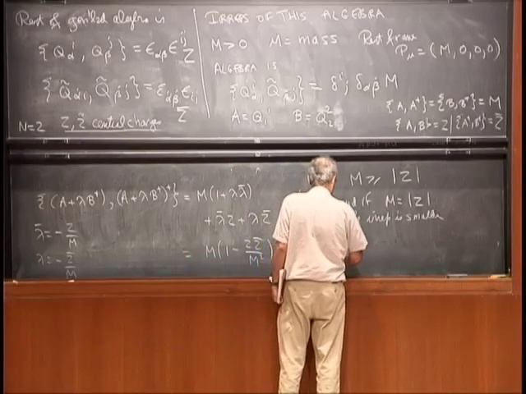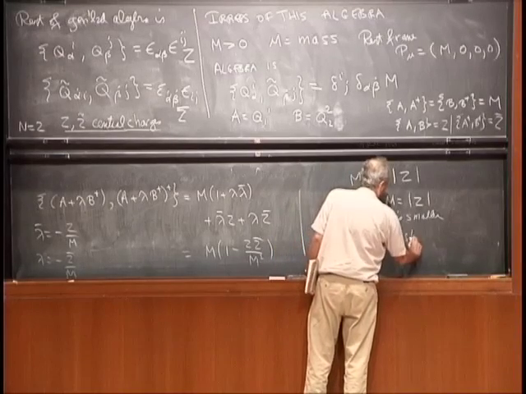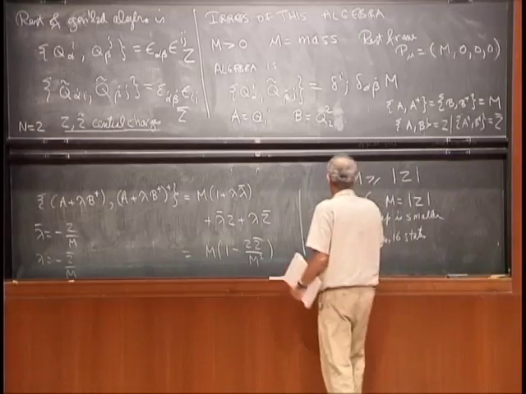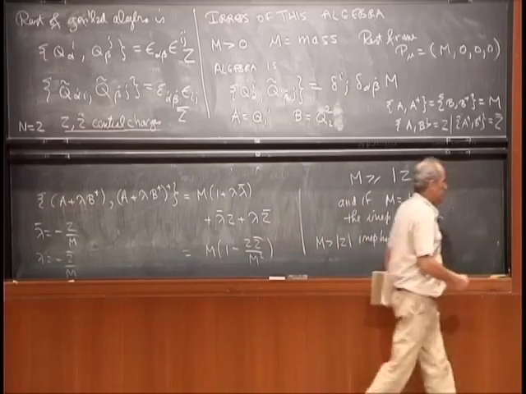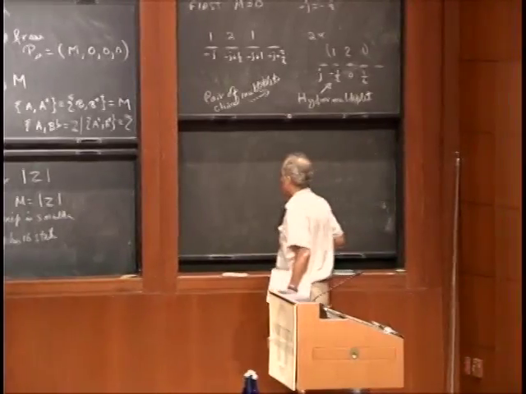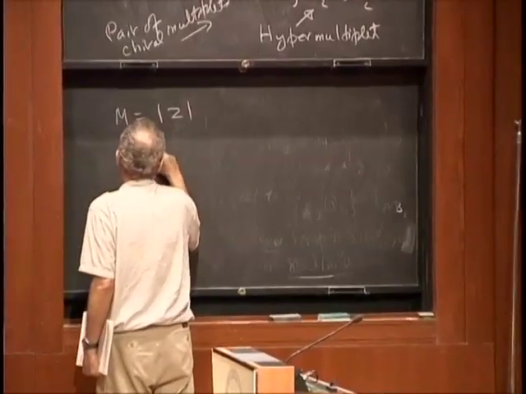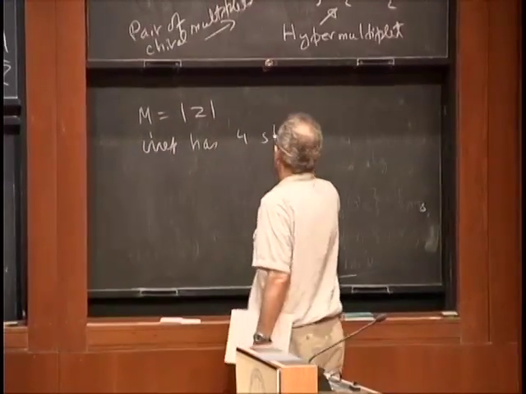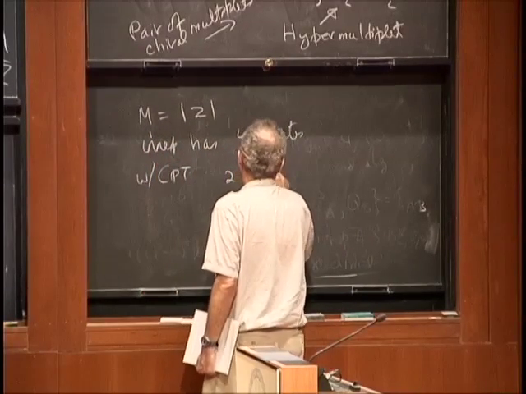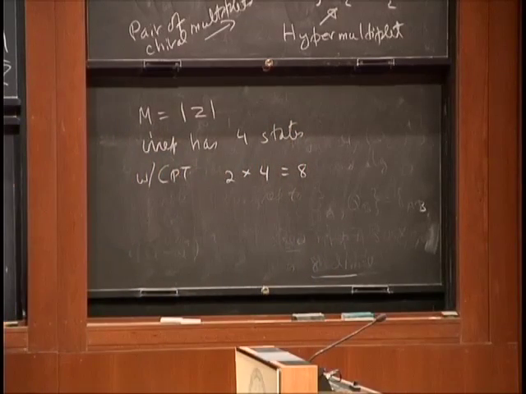If m is bigger than the absolute value of z, the irrep has 16 states, just as if z were 0. But if m equals the absolute value of z, the irrep has 4 states, or with CPT, 2 times 4, which is 8. So that's actually the answer, you see.